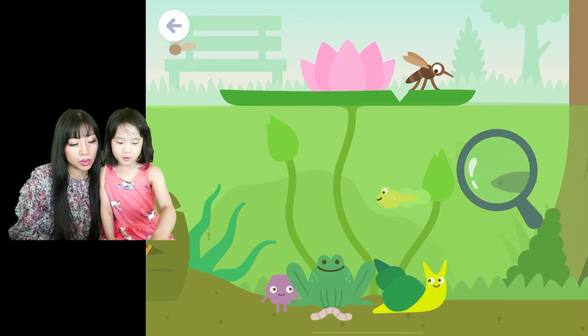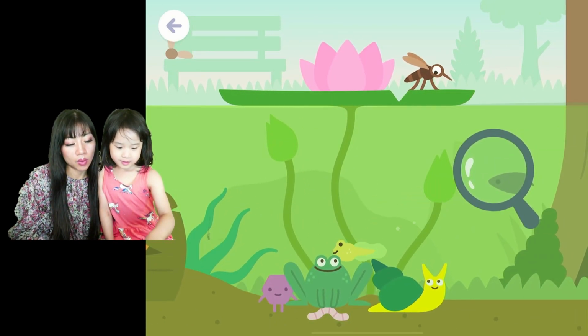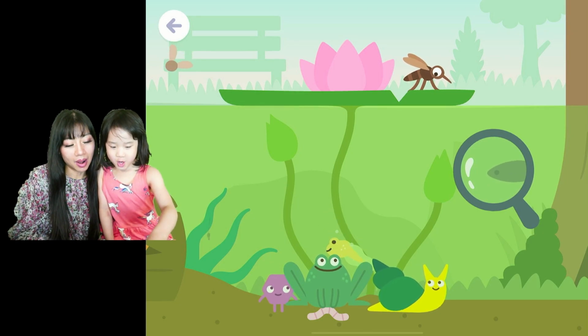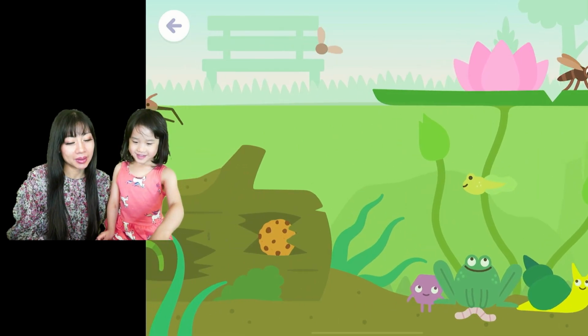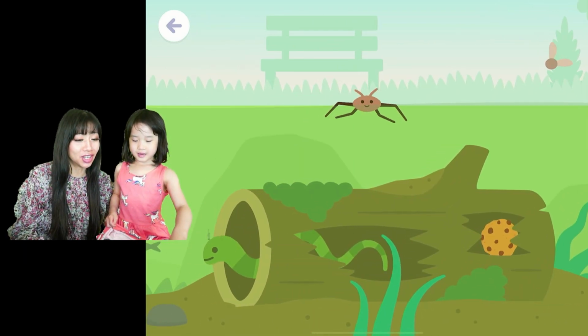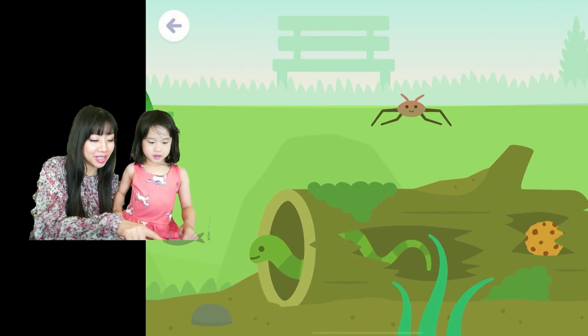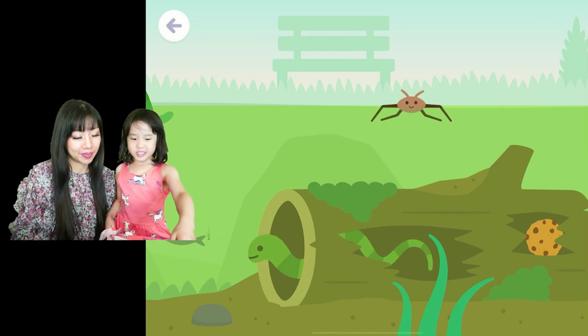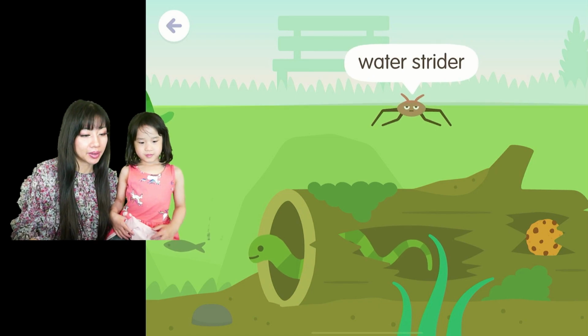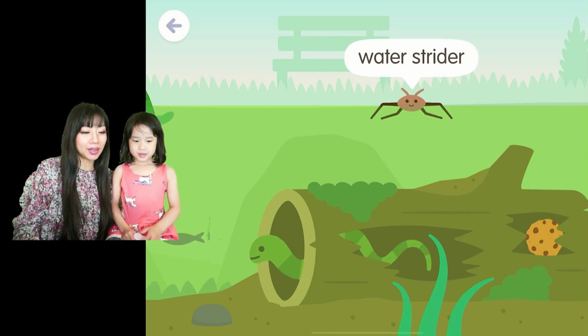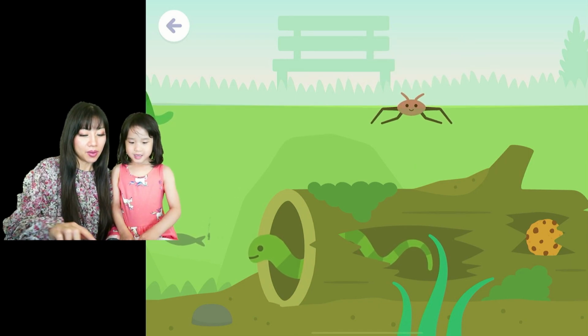Ah! Here's a tadpole. Wow. The tadpole swimming inside the pond. There's a cookie in the pond. Look, Ella, there's a cookie. I know, but Mommy, I didn't know what this is. What? That's a spider. Water strider. That's not a spider. That's a water strider.